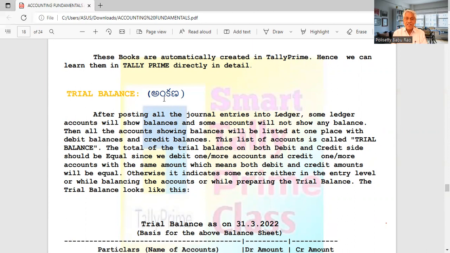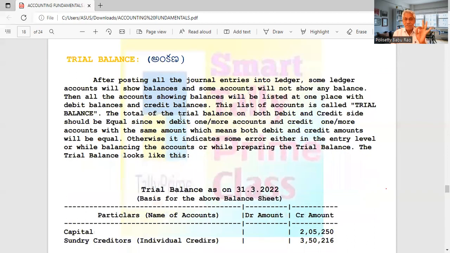So in this trial balance, we take all the accounts with balance, and if an account is not showing any balance, we will not show it. See, after posting all the journal entries into the ledger, some ledger accounts will show balances, and some accounts will not show any balance. Then all the accounts showing balances only will be listed at one place with debit balance and credit balance separately. This list of accounts is called the trial balance.